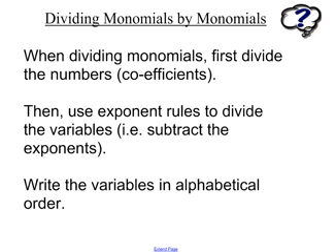In this case, because we're dividing, you're going to be using the division rule, and that means that you're going to subtract the exponents. And then your final answer, as always, you're going to try to write the variables in alphabetical order if you can remember to do that. So let's look at some examples.